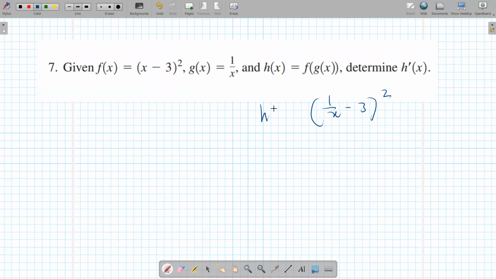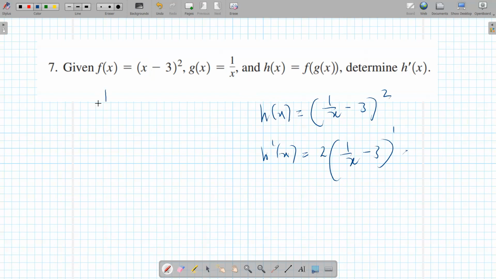Now the question's asking us to find the derivative of this. Let's use the power rule. Bring the 2 down, right? (1 over x minus 3), and the power is going to be 1. All right, this bit is tricky. What's the derivative of the bracket? The derivative of minus 3 is 0, so we can ignore that bit.